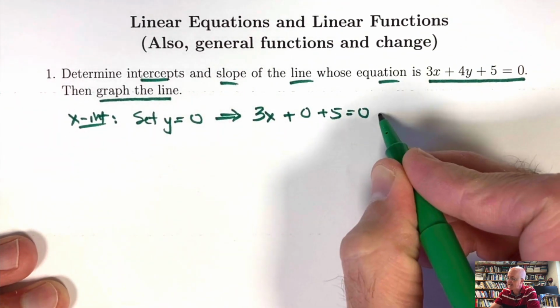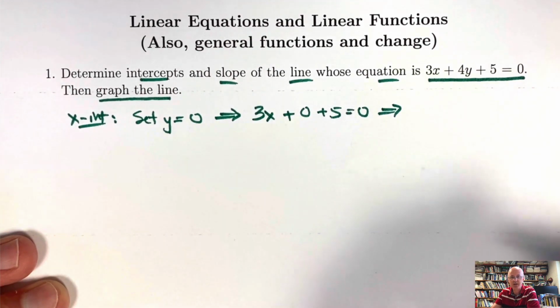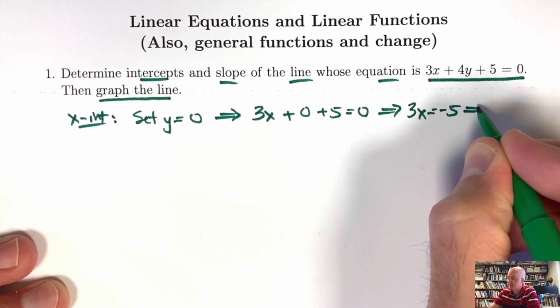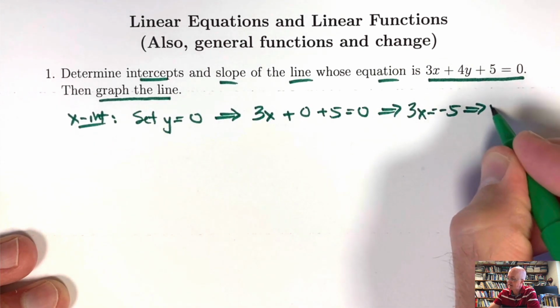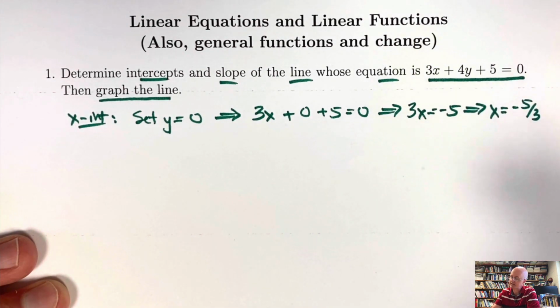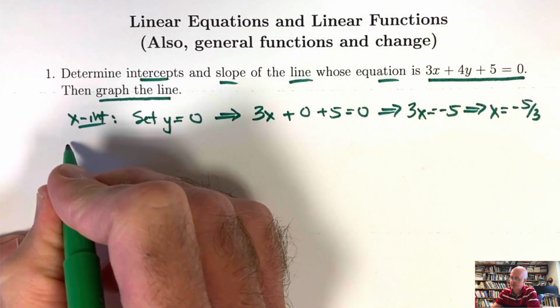I then want to isolate x. I want to solve that for x. I can subtract 5 from both sides to get 3x equals negative 5. Then I can divide both sides by 3 to get x equals negative 5/3, negative 1.6 repeating. That will be the x-intercept.